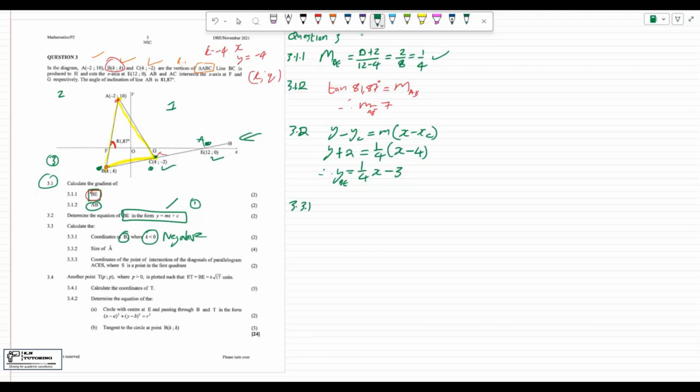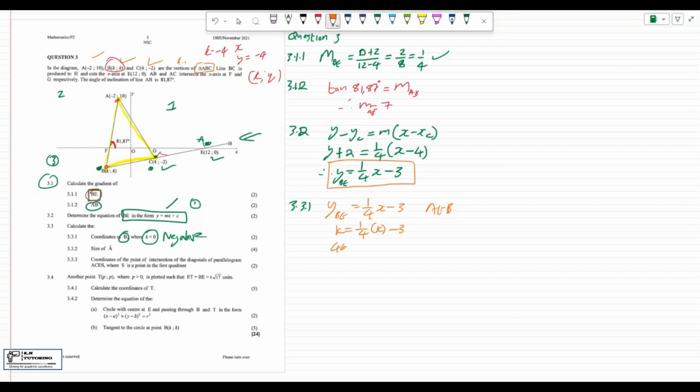Okay, no need to panic. There's a reason why they ask you to find the equation of line BE. We're going to use the same formula from BE and say the equation of BE is y equals 1 over 4 x minus 3. What is my y value at point B, right? The y value at B is k. What is the x value at B? It's k. So I've got one equation with two unknowns. Sorry, I've got one equation with one unknown. I can solve it. I can find the value of k.